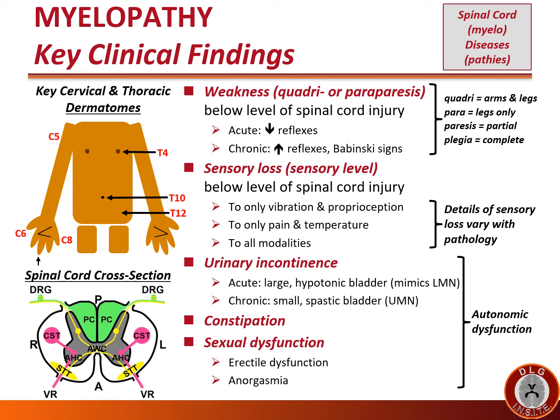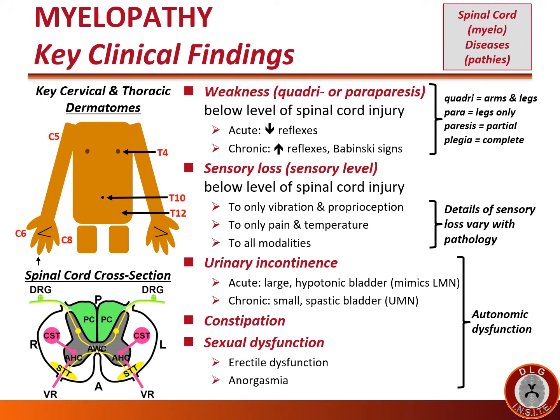When somebody has absolutely no movement whatsoever, we call it a plegia. So you can say quadriplegia if there's no movement at all. Paraplegia, no movement at all in the legs, for example. Acutely, the spinal cord lesion may result in decreased reflexes, but that's only for a short period of time.